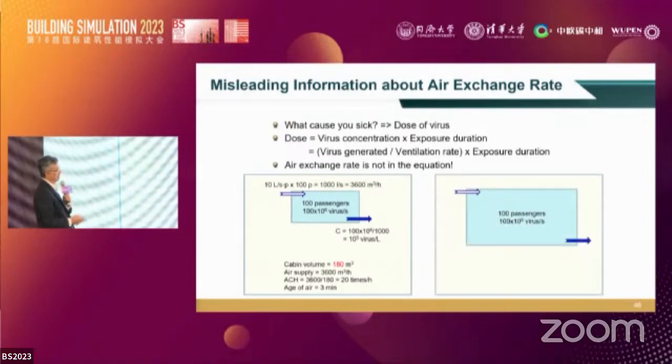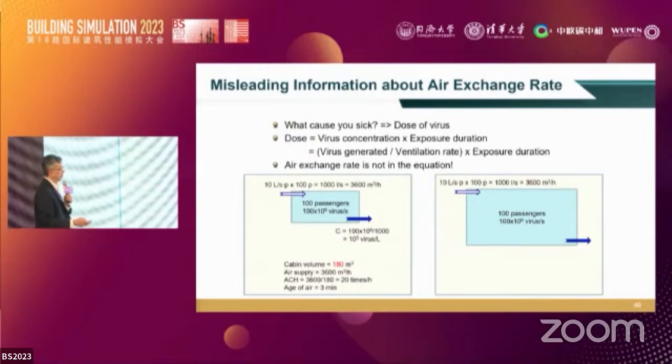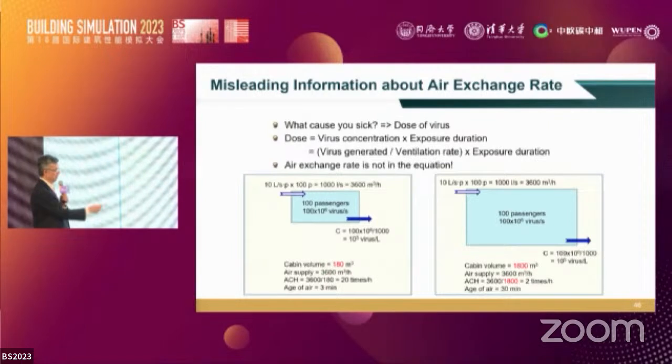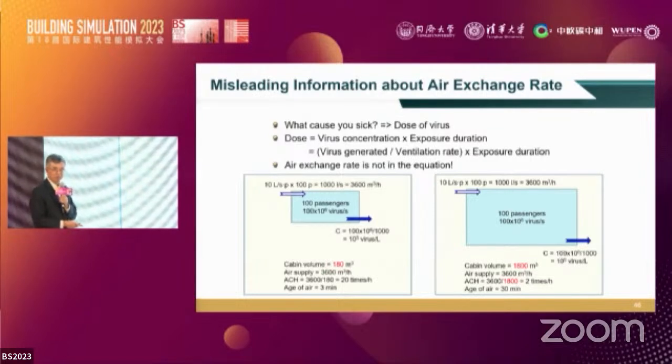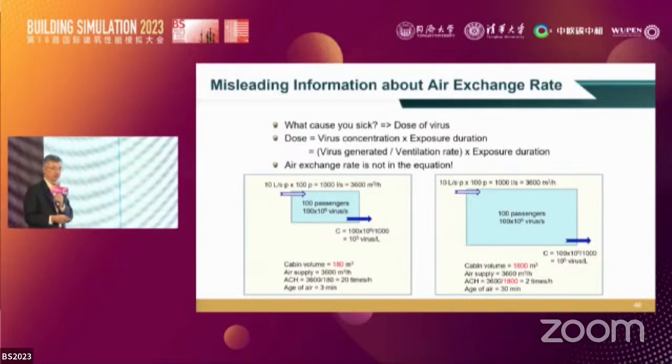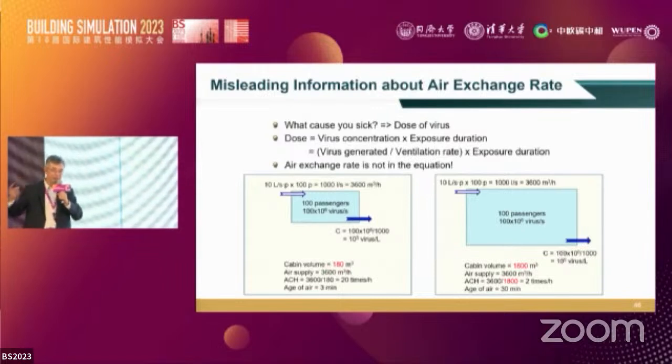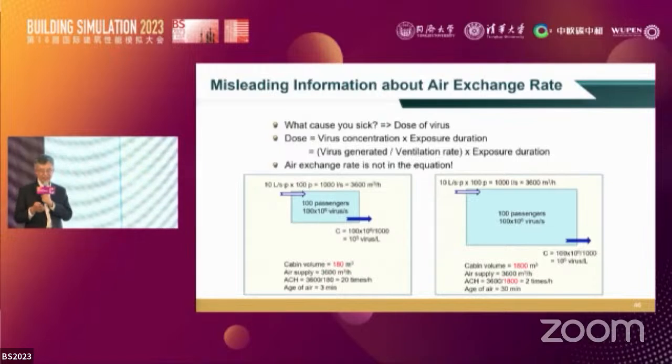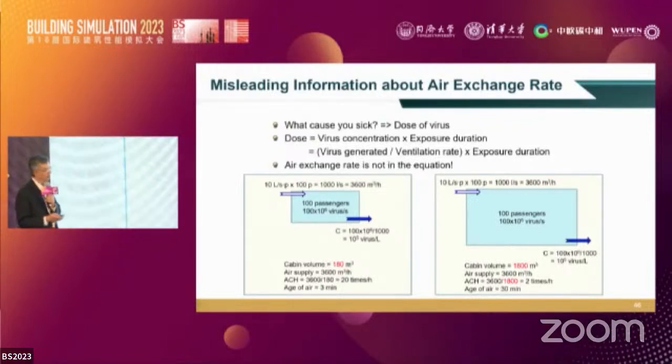Now, if we look at the building, the size is much bigger. I still have the same number of people, same ventilation rate, but because the building is much bigger, as a result, my air change rate is 2 times per hour. So which one is better? In fact, they are the same in terms of the virus concentration. So if you get a bigger volume, then you will reduce the air change rate. That means the air becomes cleaner.